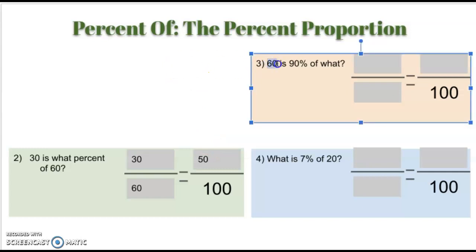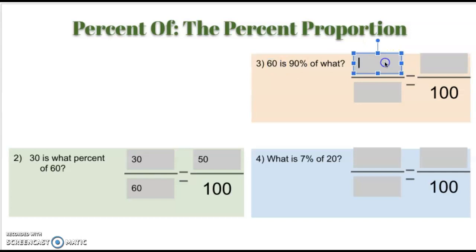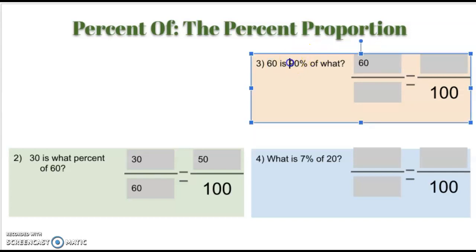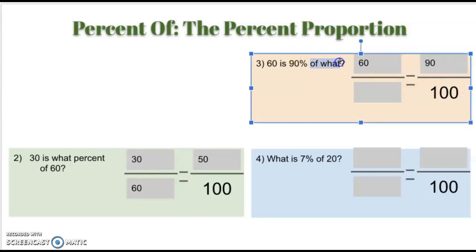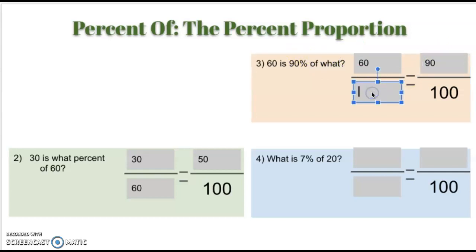On number 3, 60 is 90% of what? So 60 is, where is that going to go? Is over of equals percent over 100. So that's going to go on top. 60 is 90%. Anytime you have that percent symbol, it goes over 100. And then of what? Well, there's only one spot left. So our question mark or our X is going to go on the bottom.